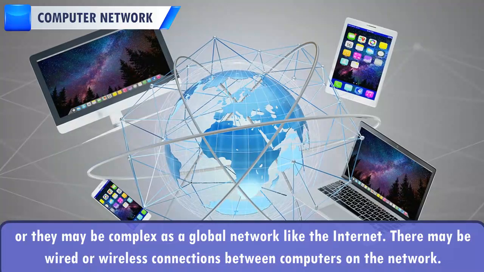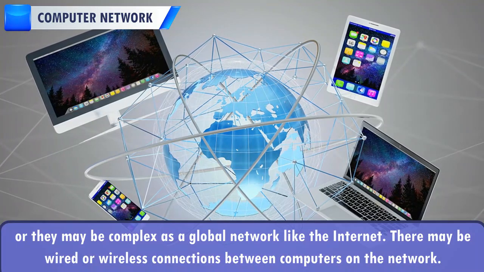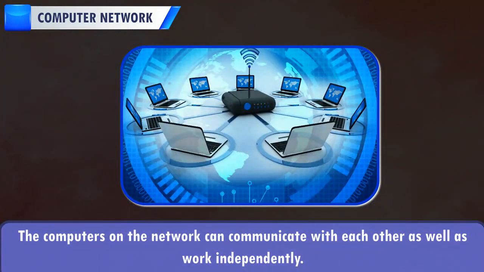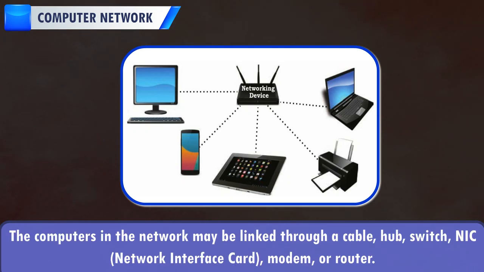There may be wired or wireless connections between computers on the network. The computers on the network can communicate with each other as well as work independently. Each computer in a network is called a node. The computers in the network may be linked through a cable, hub, switch, NIC, network interface card, modem or router.